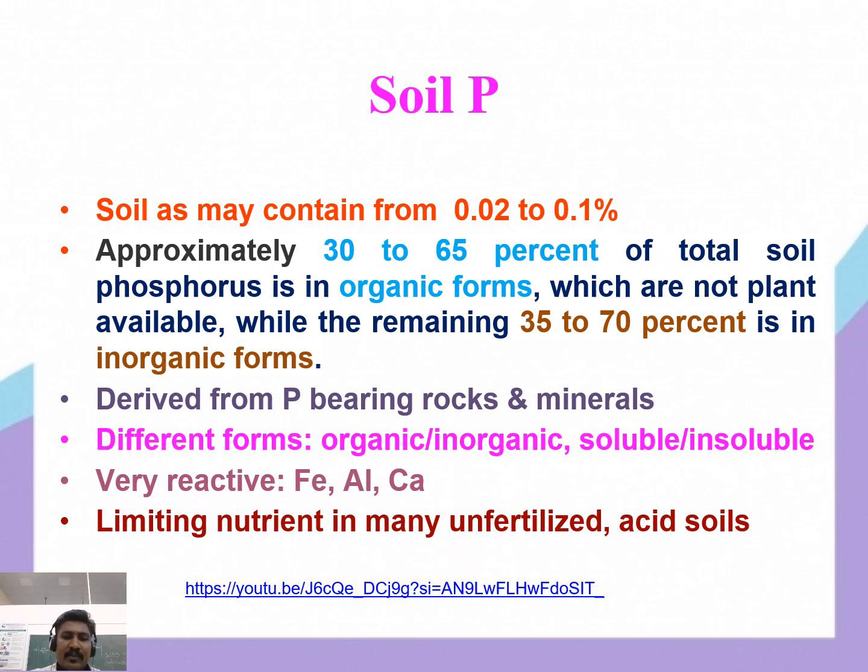They are very reactive in nature with different ions. They will behave differently based on the soil pH condition. For example, in acid soil, iron and aluminum activity is very high, whereas in alkaline soil, calcium and magnesium activity is high. So depending on the availability of these minerals, phosphorus availability is questioned here. We will see this very elaborately. It is a limiting nutrient in many unfertilized as well as acid soils.